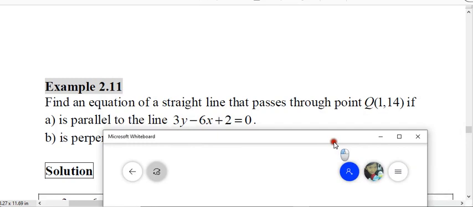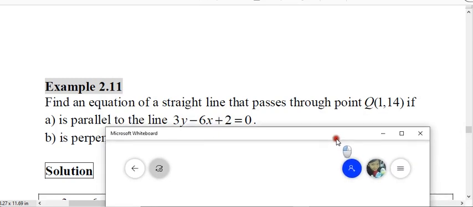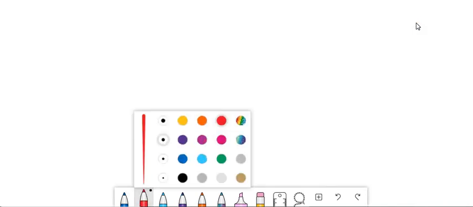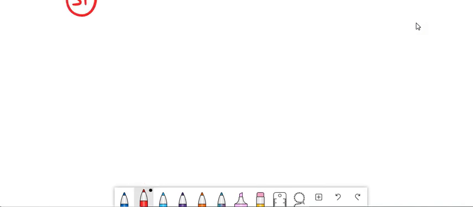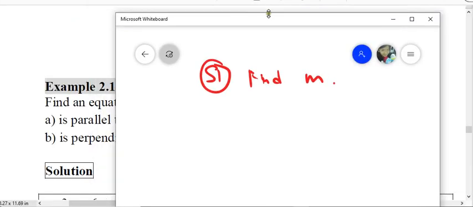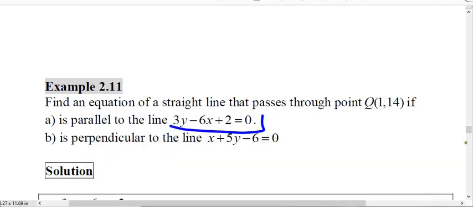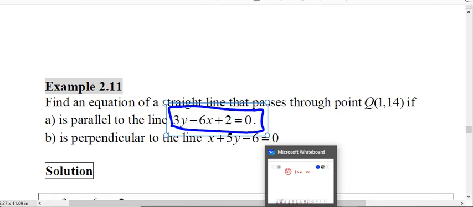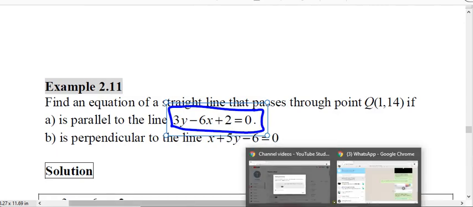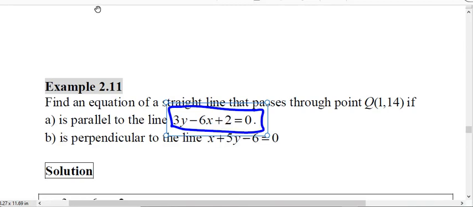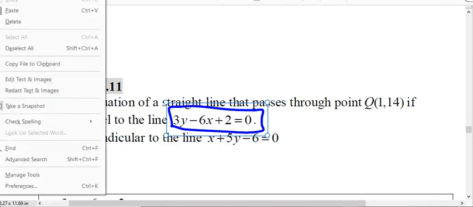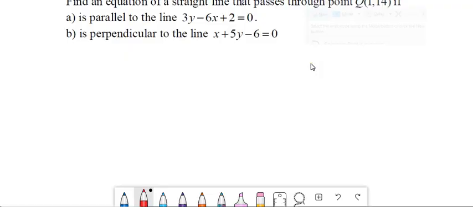Okay, so step 1. What's your step 1? Step 1, you need to find your gradient. So for this, how will you find your gradient? From the line here, 3y minus 6x plus 2. Or let me make it this way, easy for you to view. Okay, so let's solve for the A.